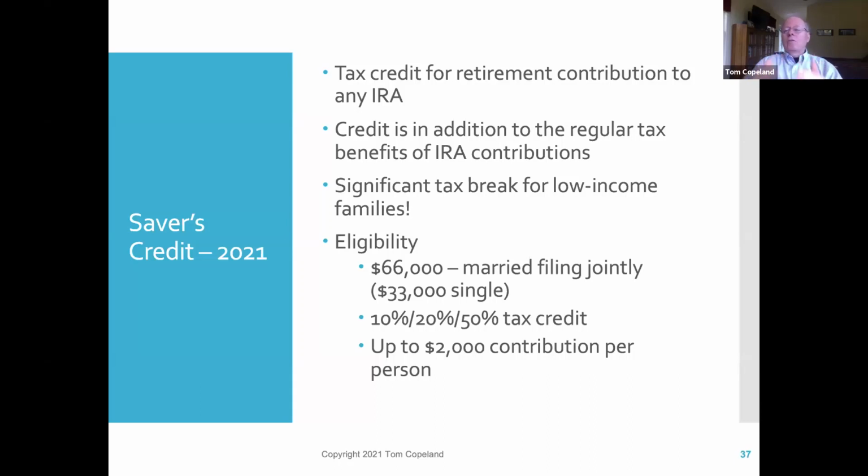So if you contribute $2,000, the most you could get is a $1,000 tax credit. That means your taxes are going down by $1,000, and you get the tax deduction for that contribution as well.